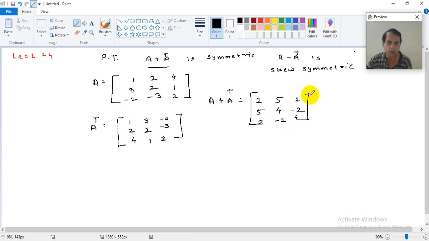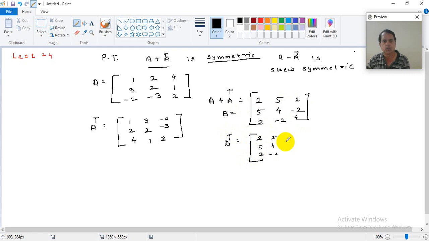Now how will you prove this? See what is asked: A plus A transpose is symmetric, we have to prove. So I want to prove that this is symmetric. What do you do? Take the transpose of this. Suppose this A plus A transpose, I call it B. Then I have to consider B transpose. So B transpose means what? First row 2 5 2 becomes first column 2 5 2. Second row 5 4 minus 2 becomes second column. And the third row was 2 minus 2 4.